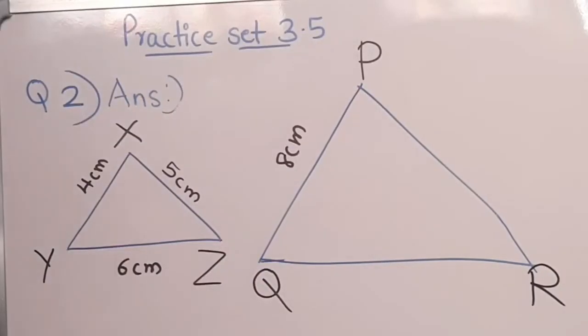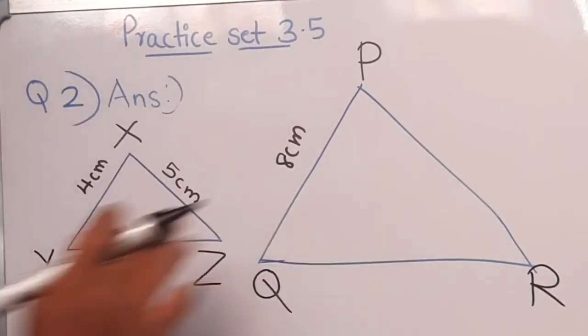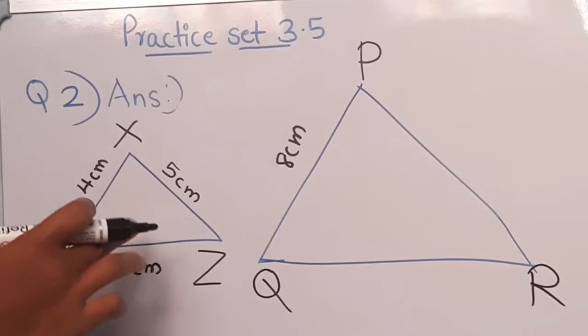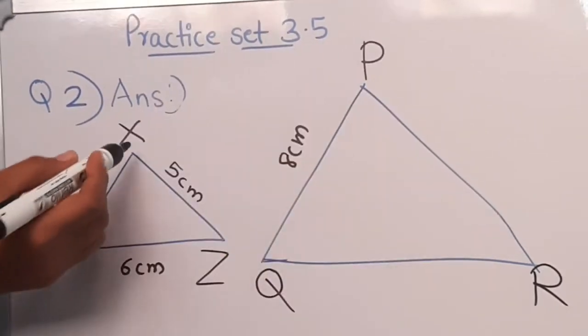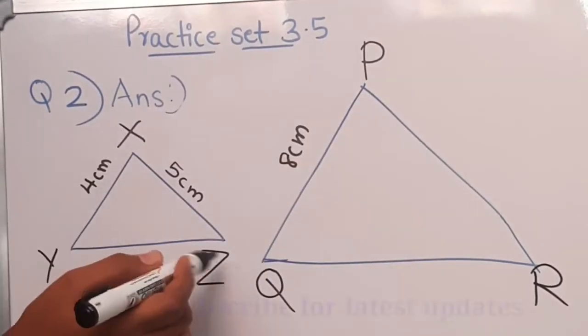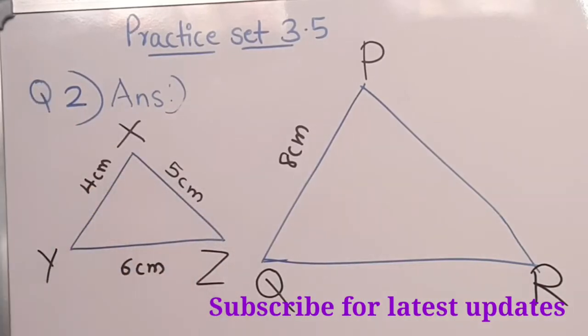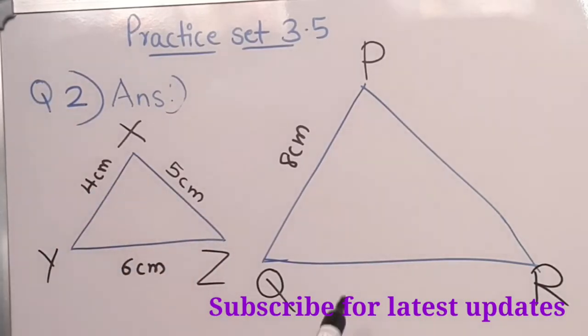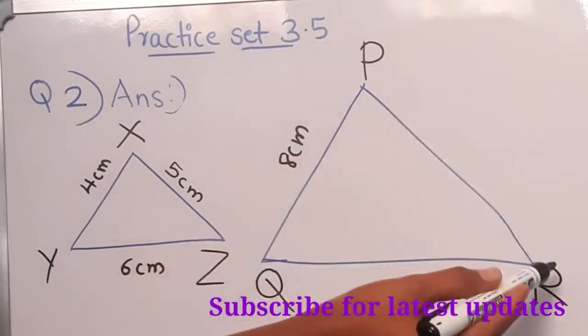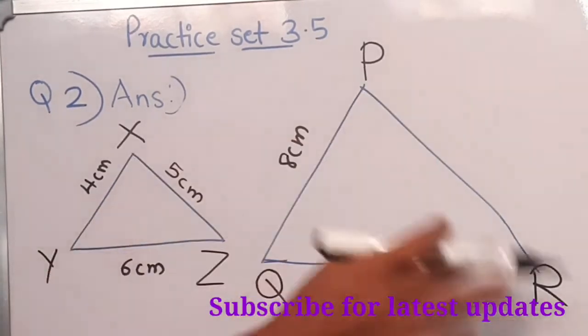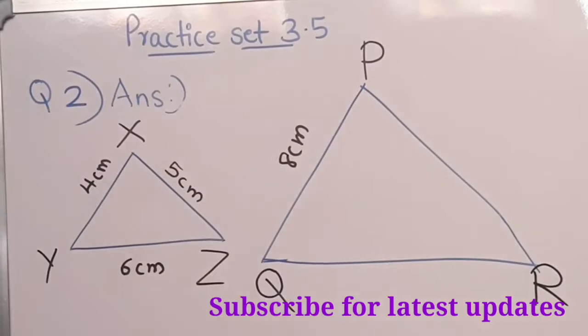Coming to second question, you have two triangles, triangle XYZ and triangle PQR. XY is 4, YZ is 6 and XZ is 5 centimeter, which is already given. You have to find the length of QR and the length of PR. In this triangle only the length of PQ is given.